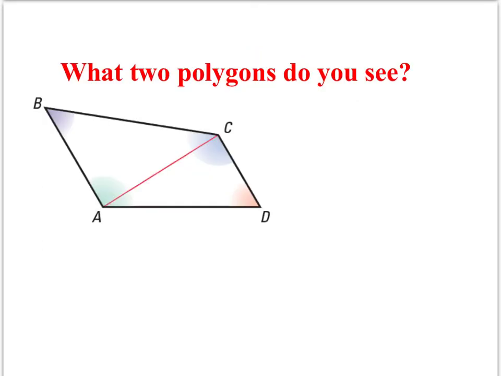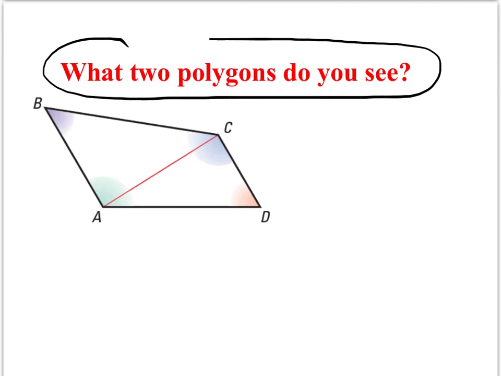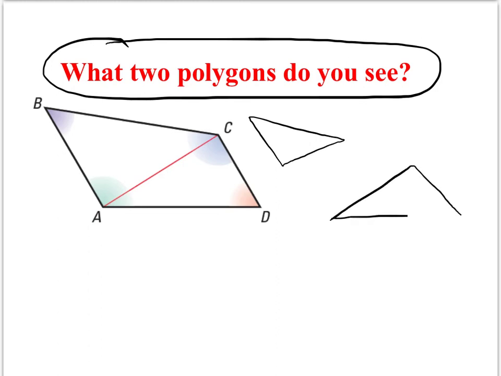So in this shape we have our polygon with a diagonal through it. So the question is, what two polygons can you see? Well, this one's being split through the diagonal. So we have these two polygons here. We have these triangles. We have triangle BCA and CAD.